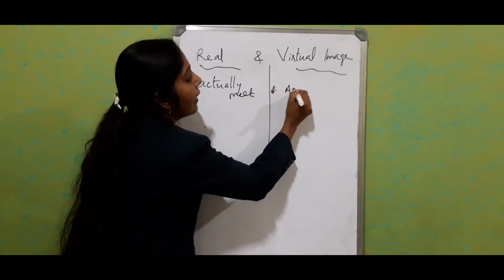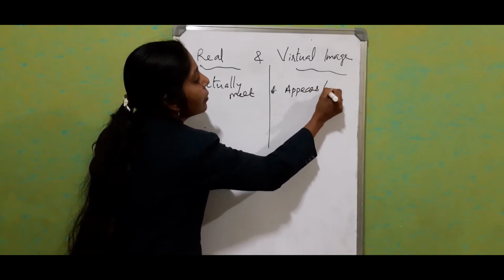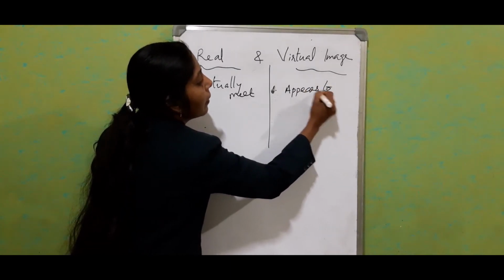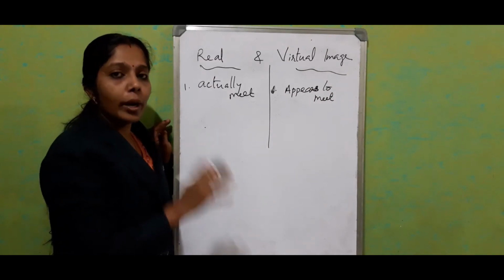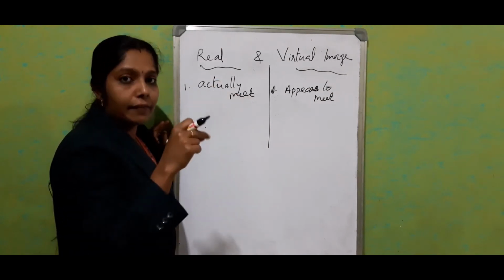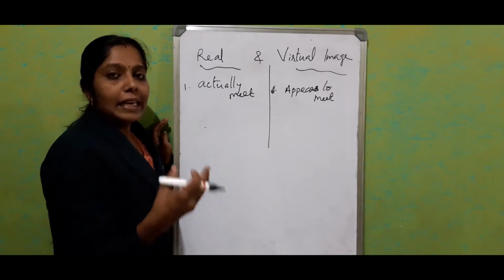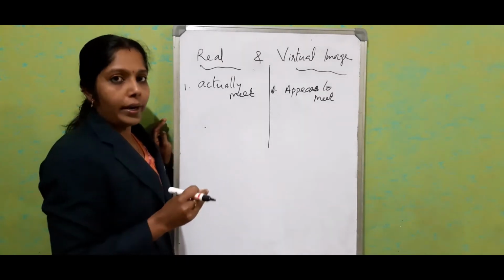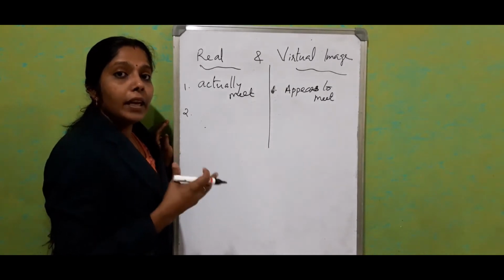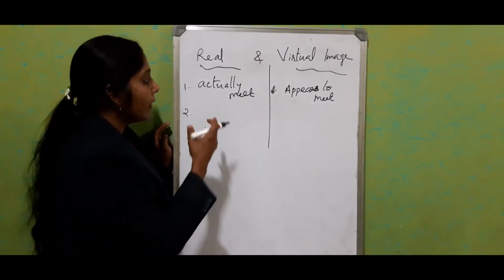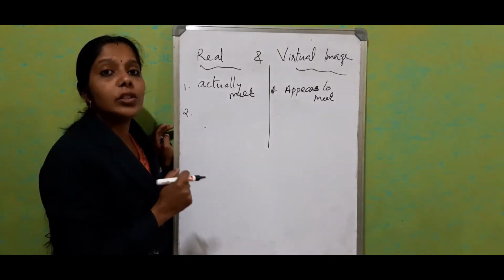It appears to meet. Actually, it's not meeting. If we extend the reflected light, we feel that there's a point. Now, second one. If we are using a screen, we can get the image on the screen.